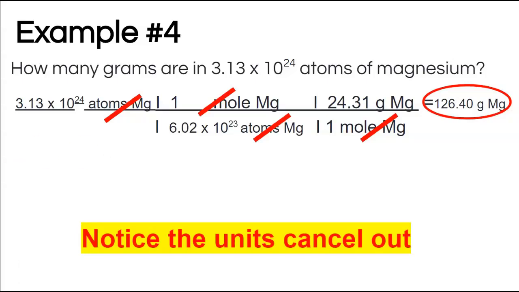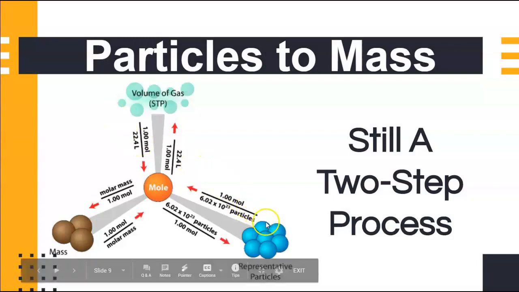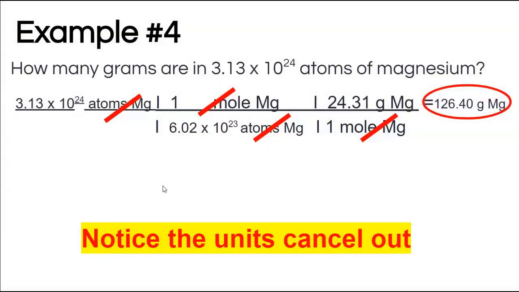So I still begin with what I was given, 3.13 times 10 to the 24th atoms of magnesium. Notice that it's an element and so my units are atoms. I need to cancel atoms. So if I look at my triangle to go from atoms to moles, I'm going to use 6.02 times 10 to the 23rd. So I'm going to go from atoms to the mole as my first step.